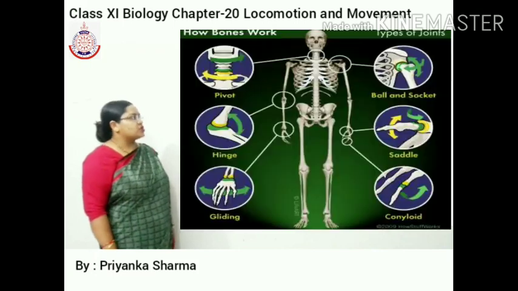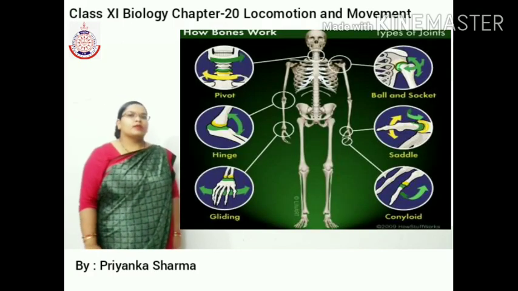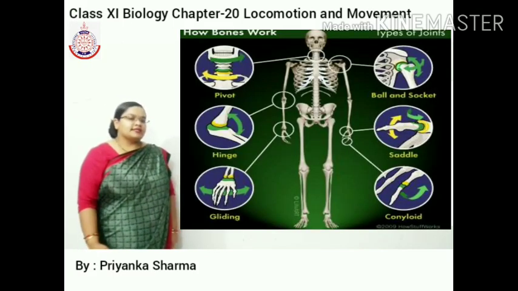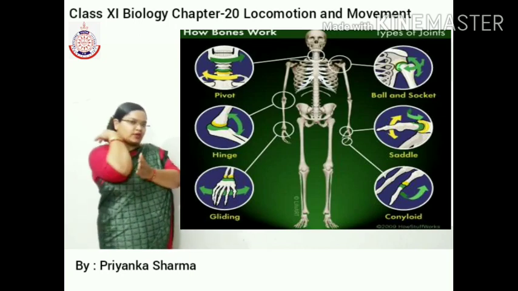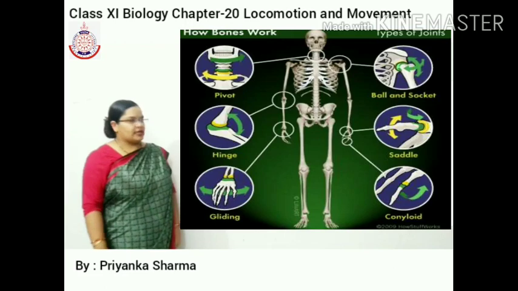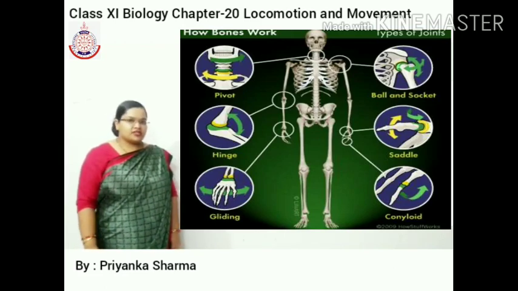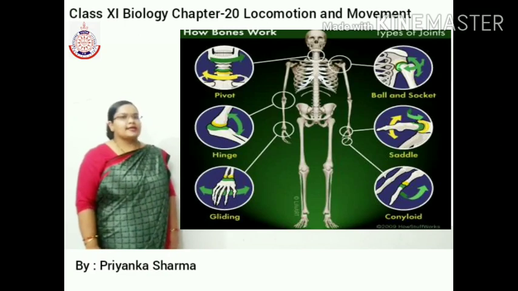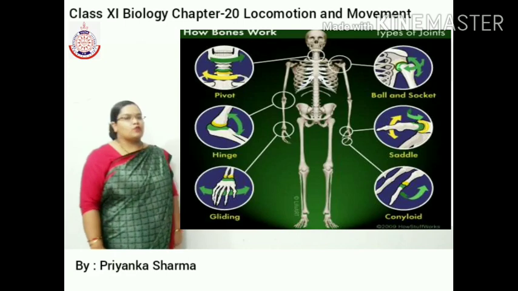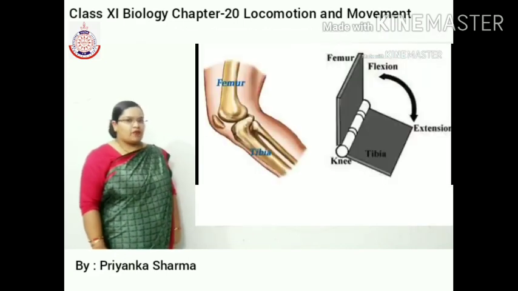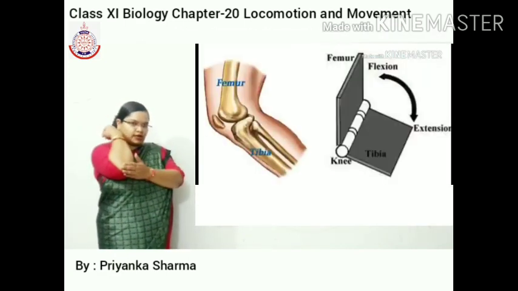Now, the next joint is the hinge joint. The hinge joint is present in the knee. So, it is also known as the knee joint or elbow joint. Okay, so in your elbow and in your knee, which joint is present? Hinge joint is present. And in the hinge joint, the movement takes place only in one plane. In how many planes does movement take place? Only in one plane. For example, this is your elbow.